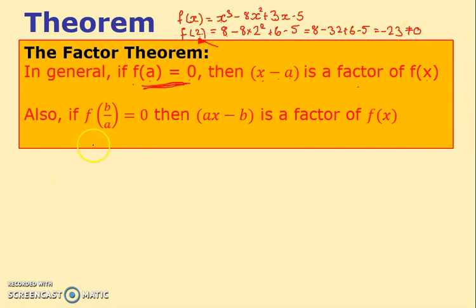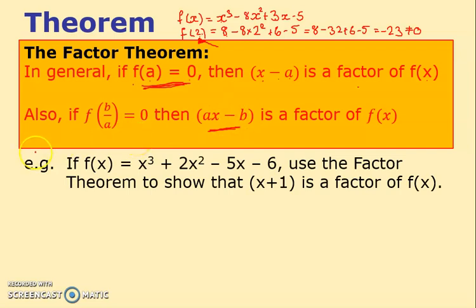Notice there's this other case, which I'm going to do. This basically says, what if I put a fraction in? Well, if I put a fraction in and I get 0 as an answer, then this too tells me something about a factor, but it's a more complicated factor. Now it's ax minus b.